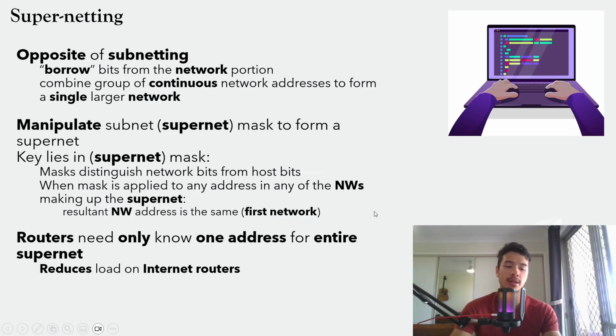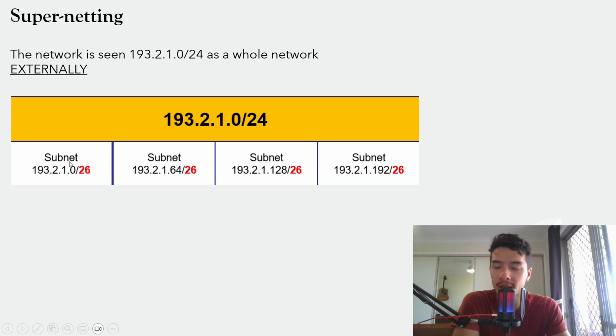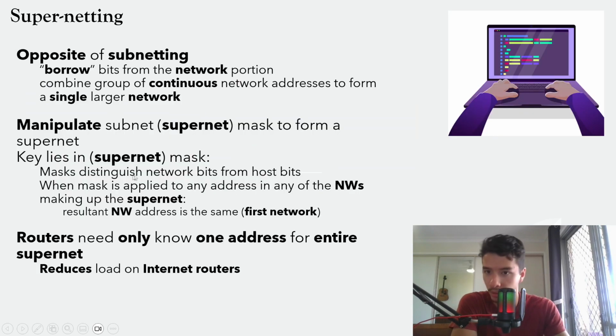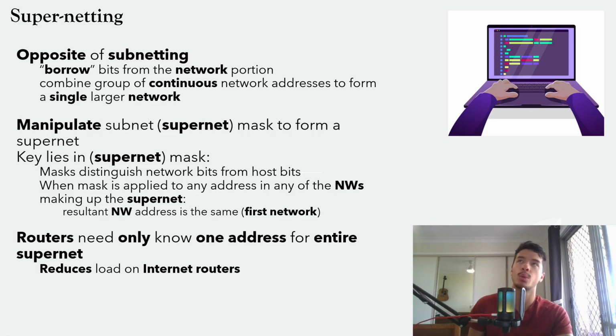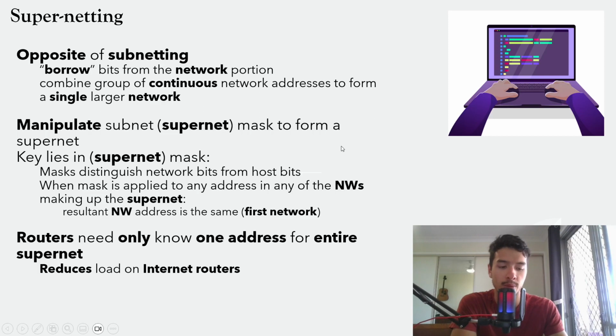We'll get into why that is. If you go back to the earlier slide, it's always the first subnet that is represented as the network externally to the routers, when you aggregate them together. The reason for that is the supernet mask, which is what we'll use to distinguish what's going on and how to do that. We'll get into that in a second. Routers need only know one address for an entire supernet. It reduces load on internet routers, so it's just making things more efficient.